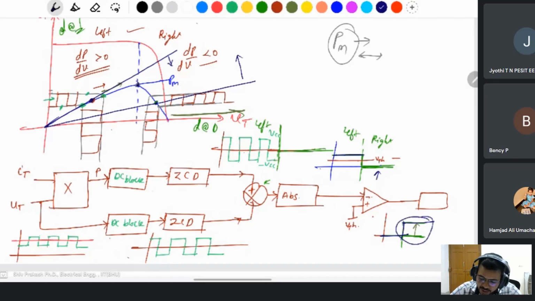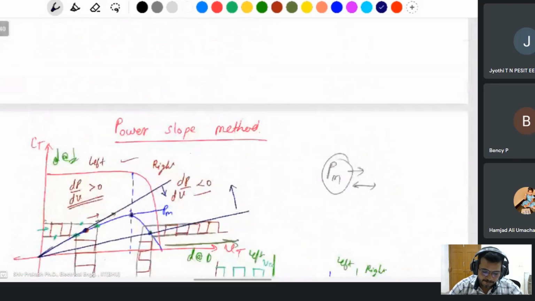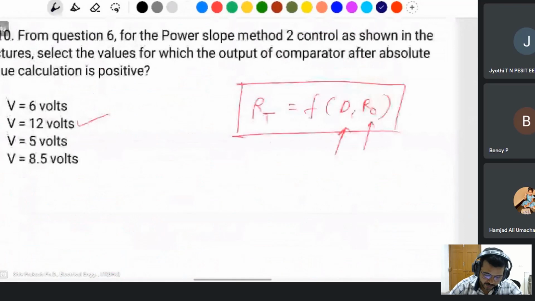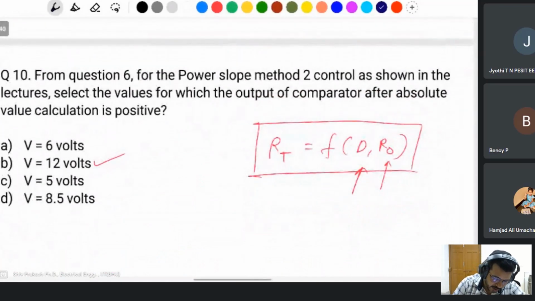After that this one will be the gain, and again after the filter it is given to the PWM, the main of this one only. The question is asking about this one: what is the voltage in this? The value is the output of the comparator, the absolute value calculation is positive, and it is at the right hand side of the pointer.